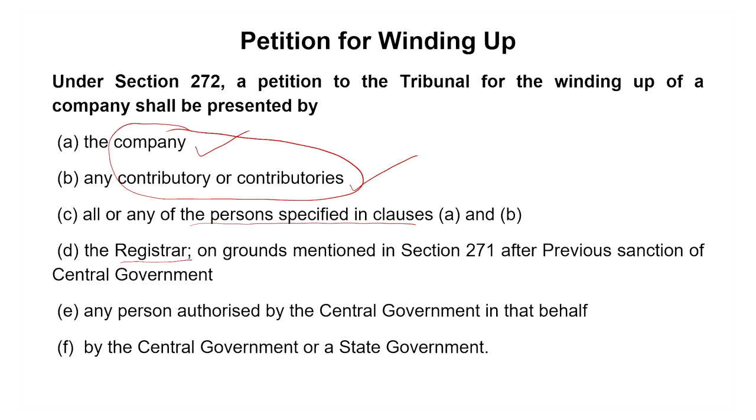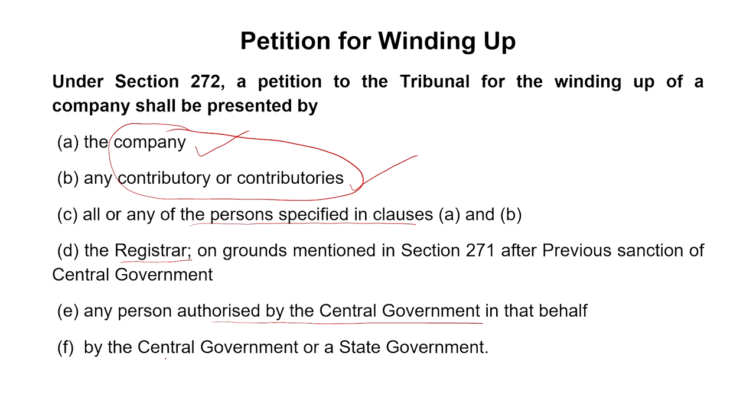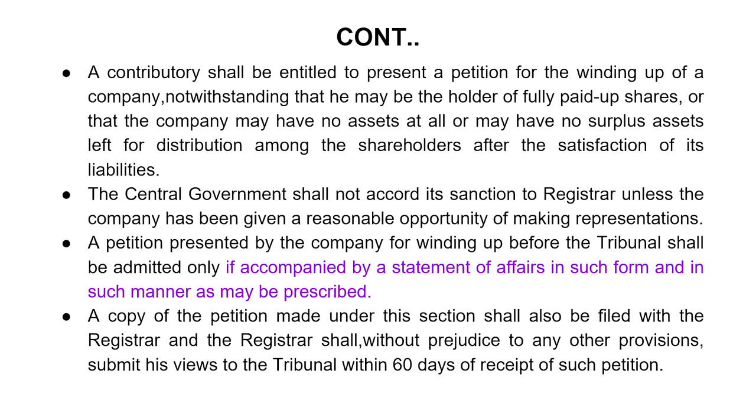And the grounds are the same as already mentioned; we discussed them in section 271. Any person authorized by the central government. It means this section also authorizes the central government, through any person, to file a petition of winding up. And the central government or the state government is also authorized under this section to file the petition of winding up. So, there is a wide scope of filing the petition of winding up.